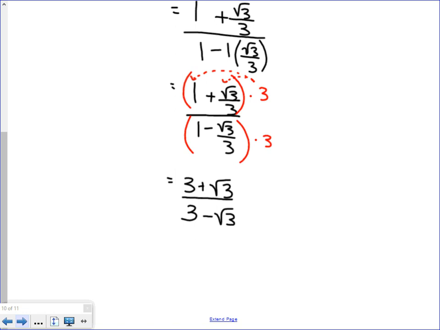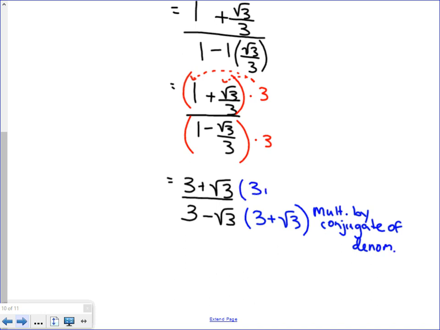We still have one problem. Radical in the denominator, not allowed. So how will we get rid of the radical in the denominator? We will multiply by the conjugate of the denominator. Maybe write that in your notes so you know what you're doing. And then what you do to the denominator, you have to do to the numerator. So we're going to multiply by that same conjugate.